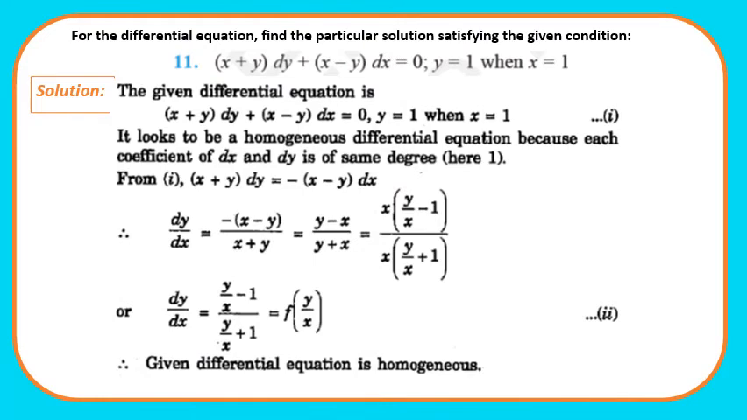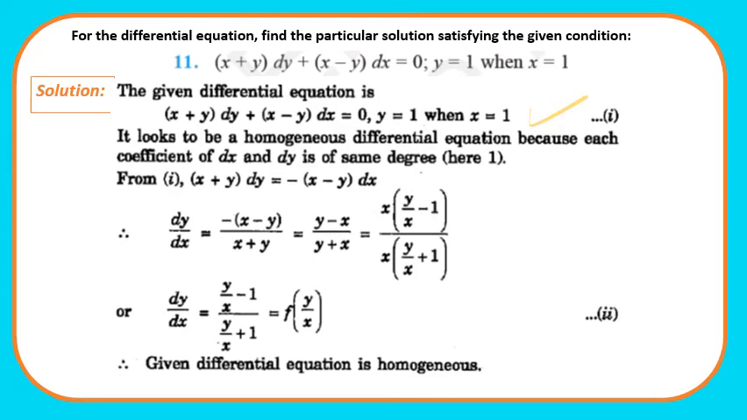Moving to question 11, for the differential equation, find the particular solution satisfying the given conditions. So we have to remove the constant of integration because we need to find the particular solution. The given differential equation is (x + y) dy + (x − y) dx, and the conditions are y = 1 and x = 1. First we need to find whether it is homogeneous or not.